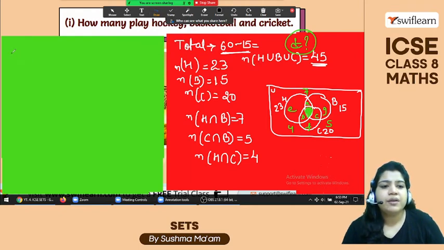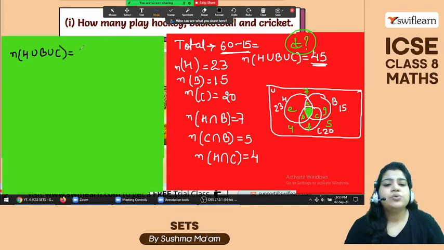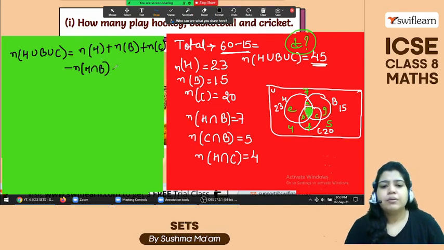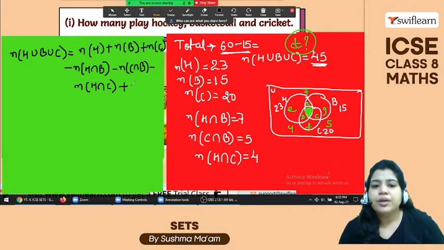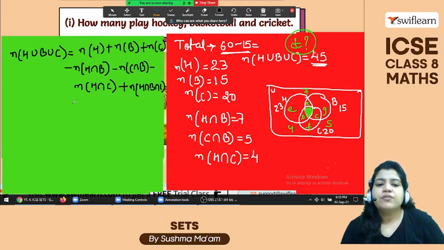So the formula is N of H union B union C equals the number of hockey players plus the number of basketball players plus the number of cricket players, minus N of H intersection B, minus N of C intersection B, and minus N of H intersection C, and then we have the intersection of all, which means we have to find this D value. So N of H intersection B intersection C.